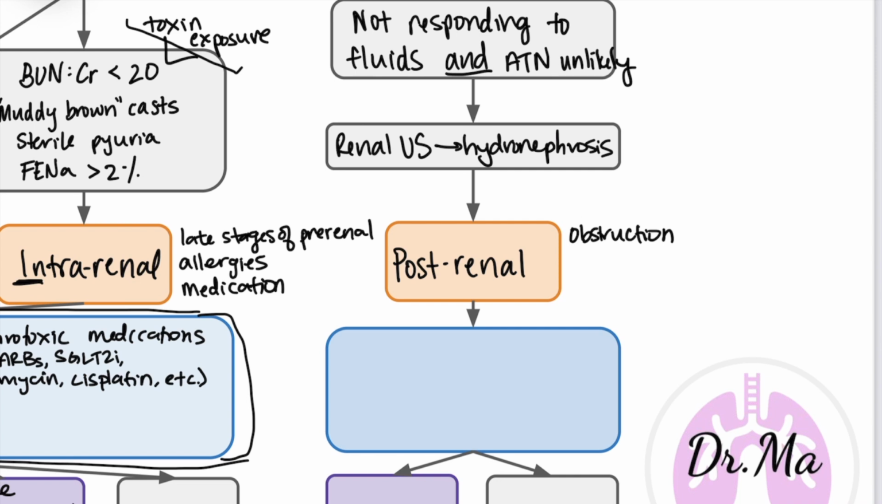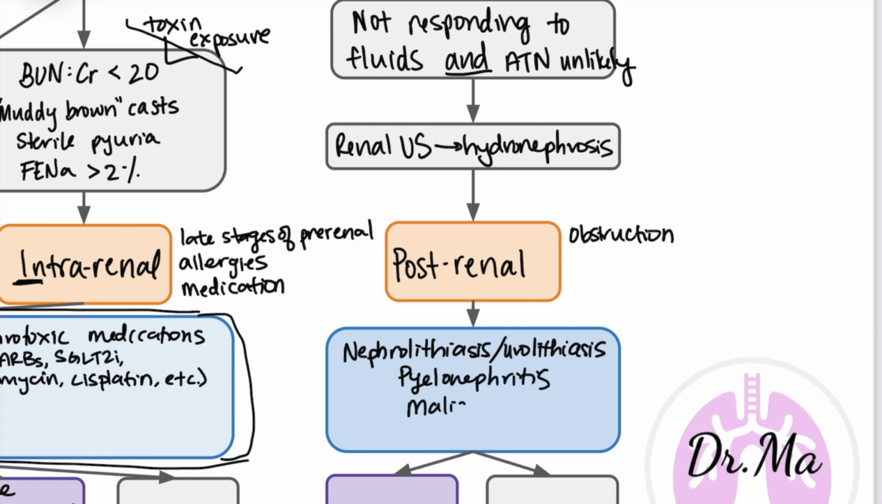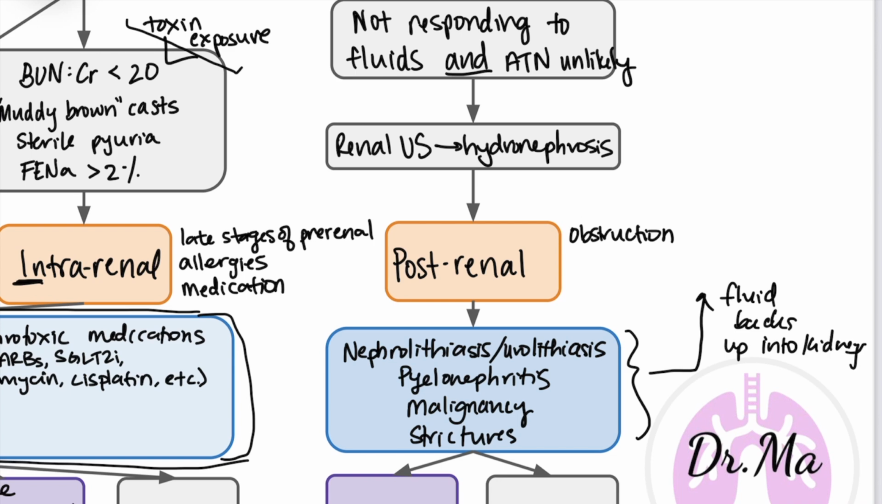What kind of specific item should be on our differential? We talked about stones like nephrolithiasis, as well as urolithiasis. Pyelonephritis can also be a cause of postrenal AKI. And then malignancy, as well as strictures, can all cause fluid to back up and ultimately lead to hydronephrosis.